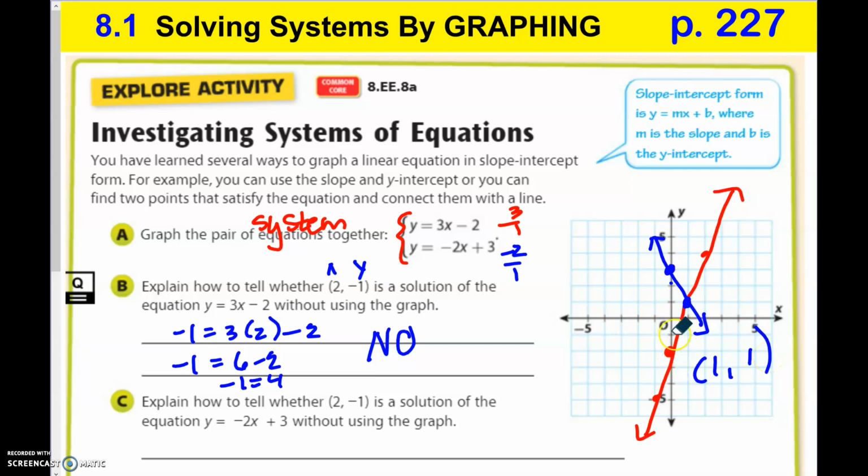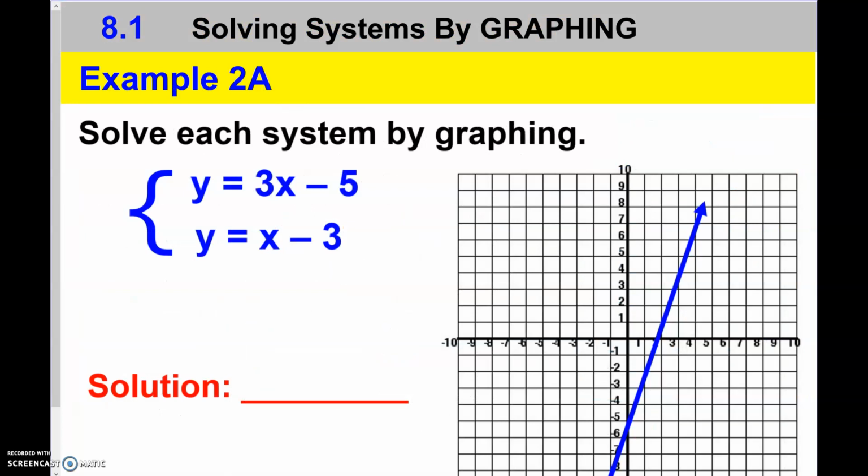Negative 2, up 3 over 1, and 3, negative 2. Alrighty, here we go. Next problem. So solve this system. Okay, we're going to solve it by graphing, and they already have that first equation in blue. They already have the y-intercept at 5 here, and it's up 3 over 1, up 3 over 1, up 3 over 1. So we already have a nice line here.